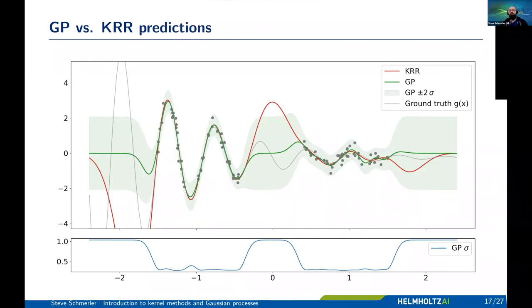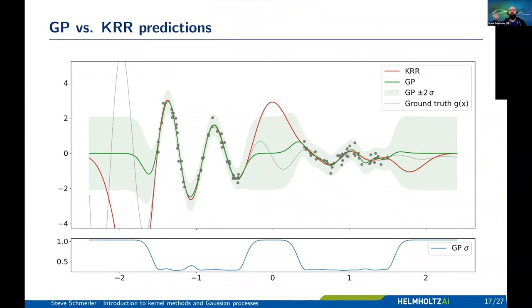And to compare these two methods on some toy data, what I show you here is generated toy data, these gray points. And I fit these two models, now this time with hyperparameter optimization. And we see that, so KRR is the red curve, GP is the green one. We see that, first of all, the models in the region where we have data are pretty close, but they are not the same.